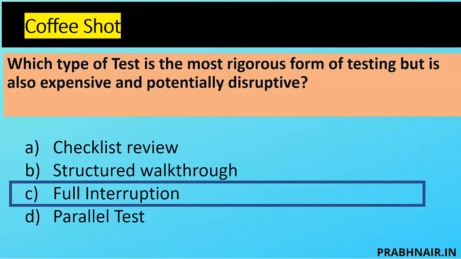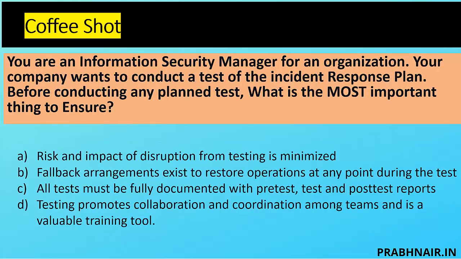It's a very good question. The question says you are the information security manager for an organization. Your company wants to conduct a test of an incident response plan. Before conducting any plan test, what is the most important thing to ensure? Option A, risk and impact of disruption. Definitely we need to prepare for the worst. During a test, if something goes down, what is the impact? What is a proactive thing?